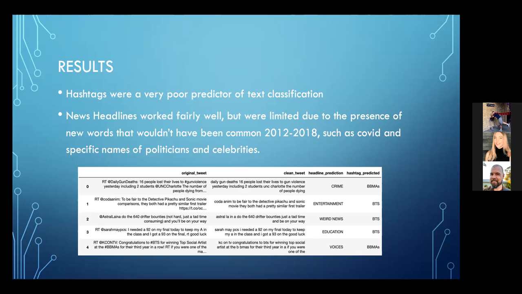Like the first one is daily gun deaths. 16 people lost their lives to gun violence yesterday, including 2 students, UNC Charlotte, the number of people dying. And the headline prediction is crime, which is pretty accurate. And the hashtag prediction is the BBMAs, the Billboard Music Awards. So that didn't work. Some of these other ones were kind of funny.